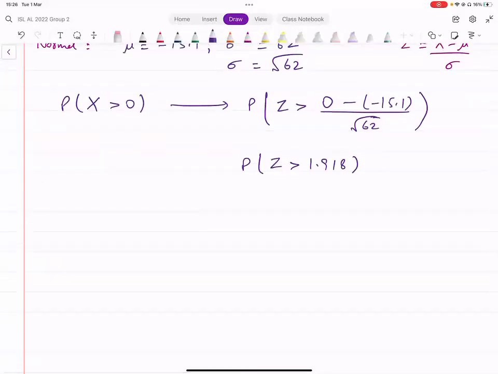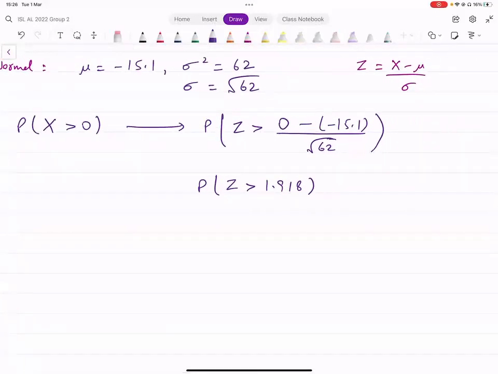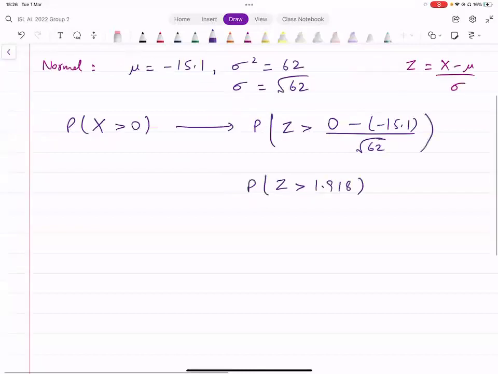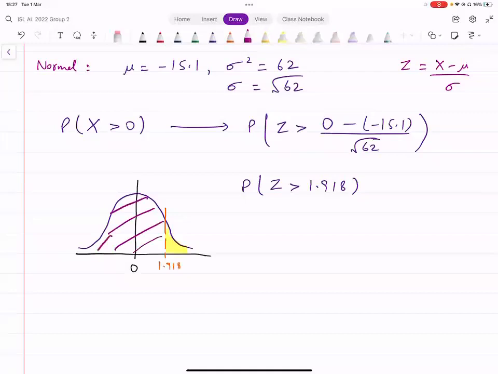Table में जाके कैसे देखेंगे फिर? Okay. Now, how do we find this? Z greater than 1.918. So आप curve बना के सोचिए थोड़ा सा. You've got 0 in the middle. 1.918 यहाँ पर आ रहा है. आपको ये रीजन चाहिए इसका राइट साइड वाला. Can you find that from the table? टेबल से आपको नहीं मिल सकता. टेबल से आपको लेफ्ट वाली ये वैल्यूज मिलती हैं हमेशा.